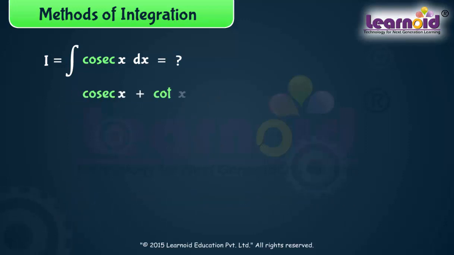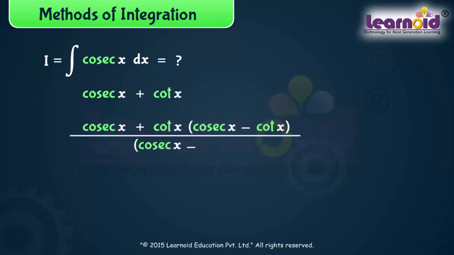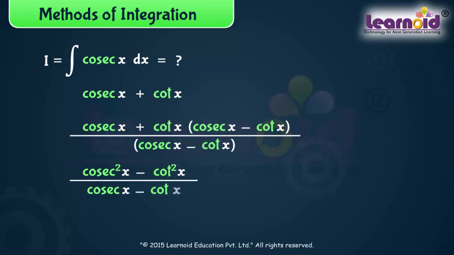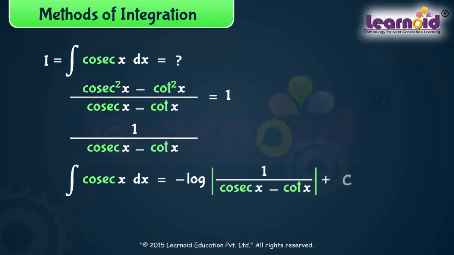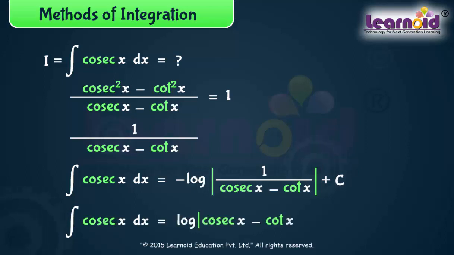Now simplify it further by multiplying and dividing cosec x plus cot x by cosec x minus cot x. We will get 1 by cosec x minus cot x. So integral of cosec x becomes log of cosec x minus cot x plus c.